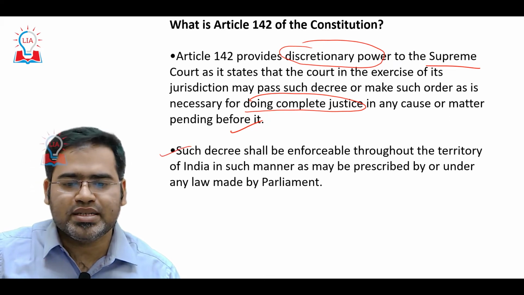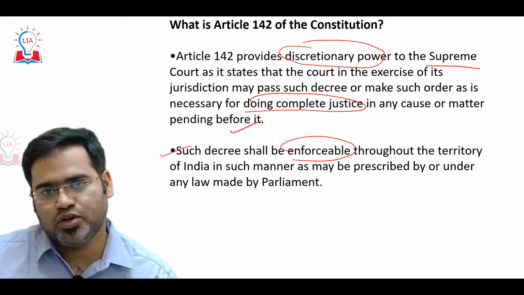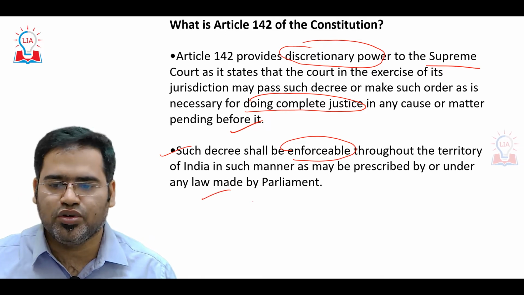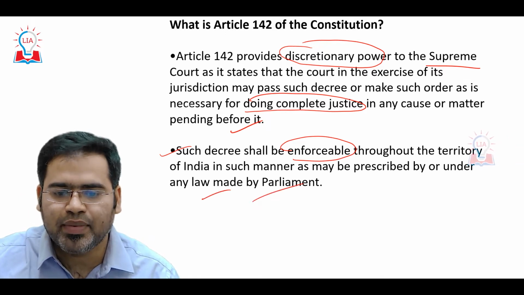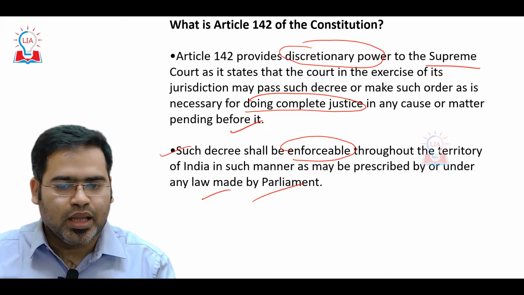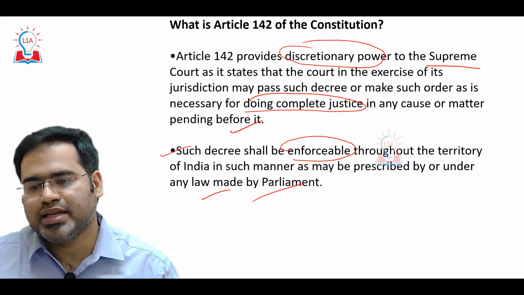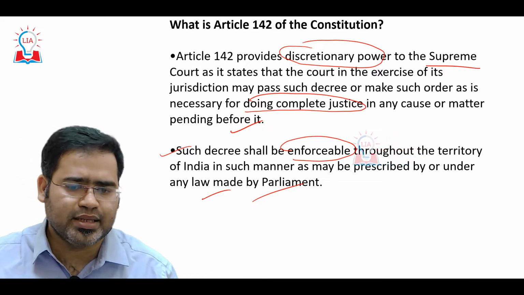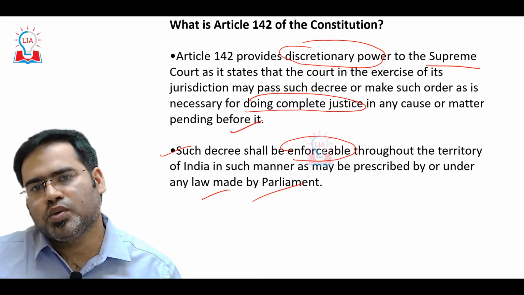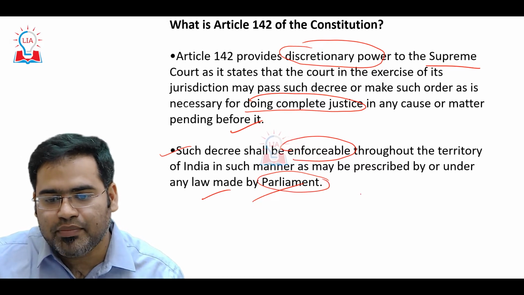The next thing we need to understand is that such decree or order shall be enforceable throughout the territory of India. This will be applicable throughout the territory of India, under any law made by Parliament. That means if the Supreme Court, while using this Article 142, thinks that complete justice has not been done, and in that pursuit of complete justice passes an order that goes against a parliament law, then what will happen?